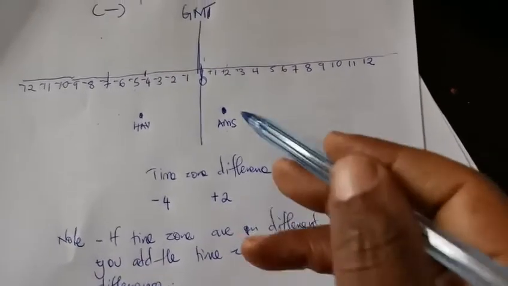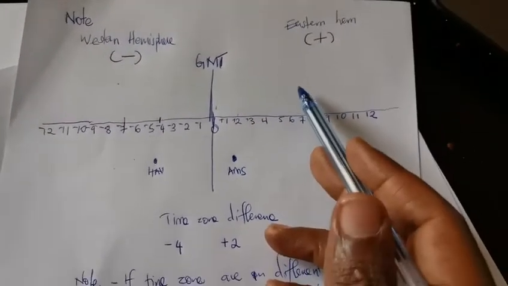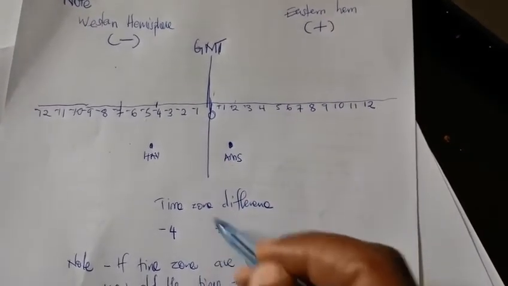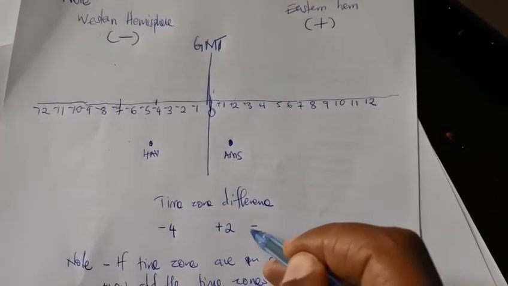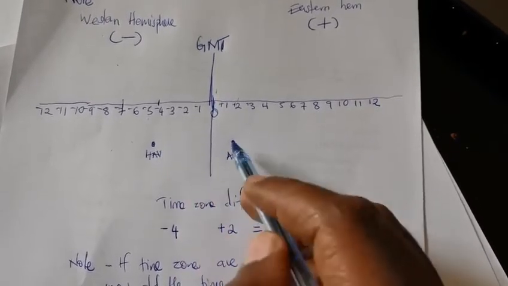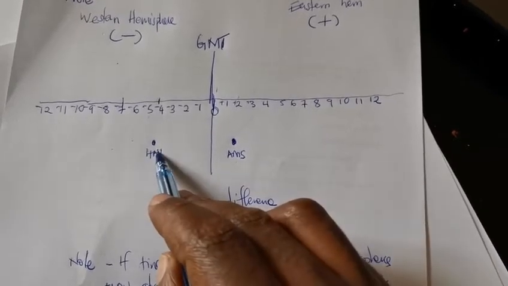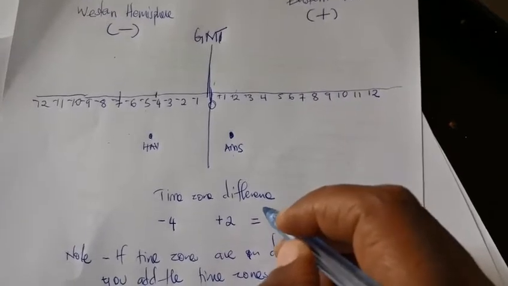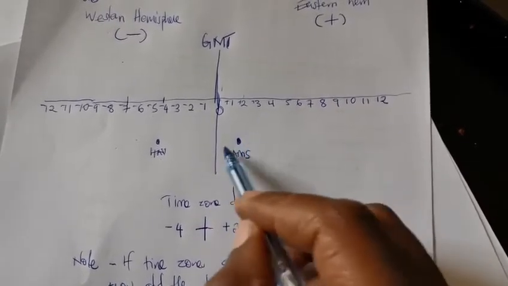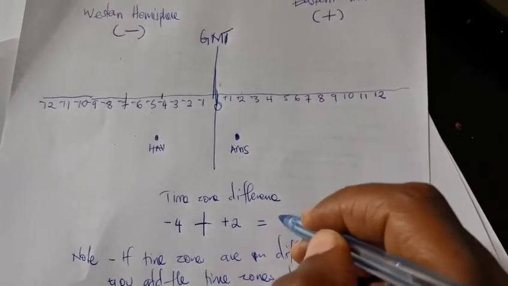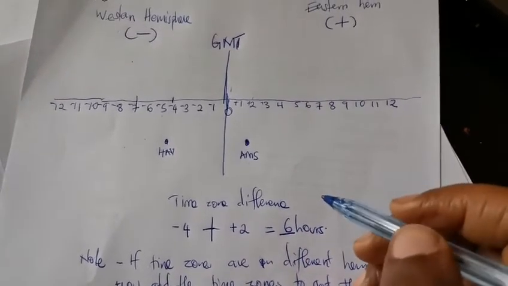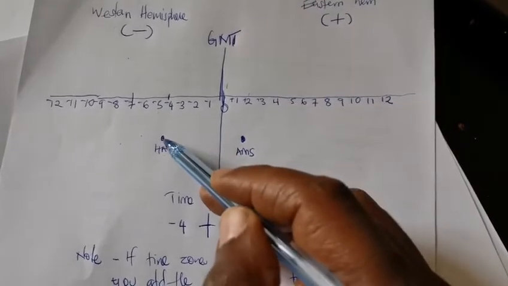In this case, our time zones are in different hemispheres. One is in the eastern hemisphere, another is in the western hemisphere, meaning that we add them to know the number of hours Amsterdam is ahead of Havana, or the number of hours Havana is behind Amsterdam. So we add them, and we get 6 hours.